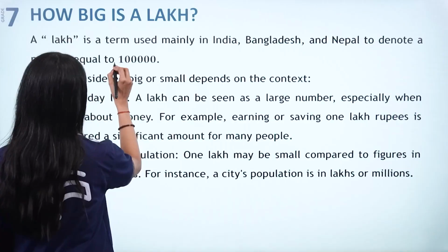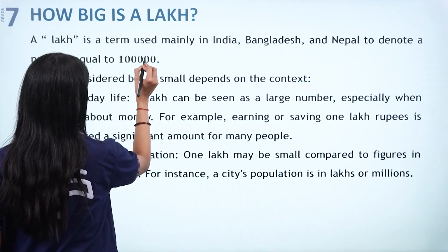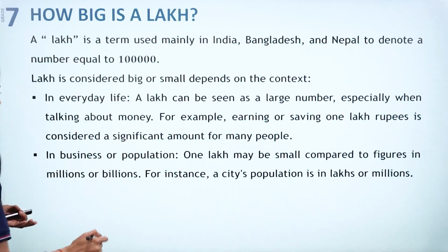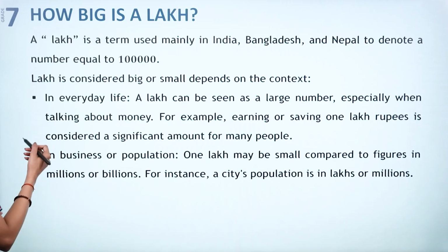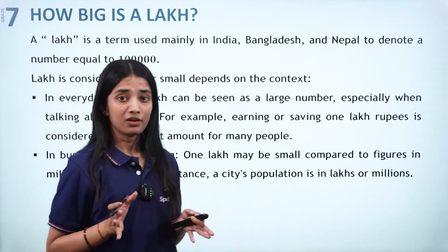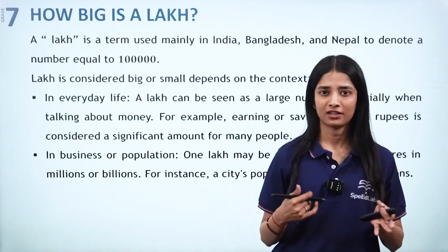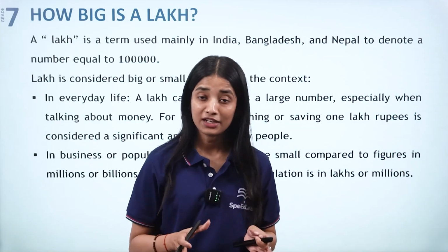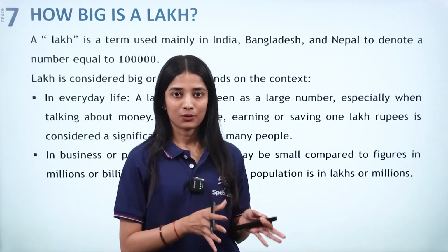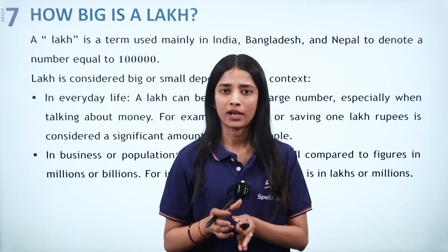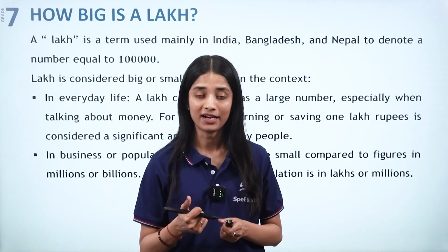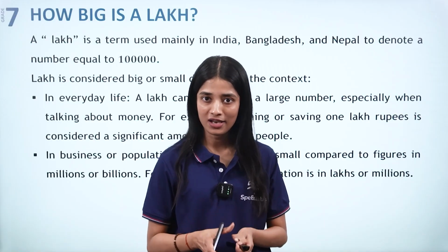Okay, like this: 1 and 1, 2, 3, 4, 5, 5 zeros. Whether a lakh is considered big or small depends upon the context. If we talk about the money that you have saved, your savings, and it is 1 lakh, it may be very big, right?